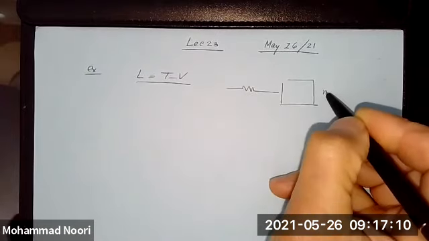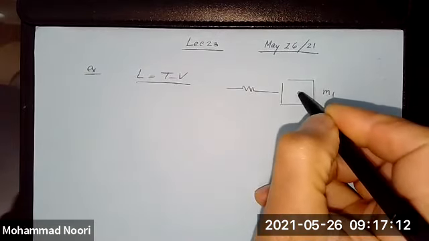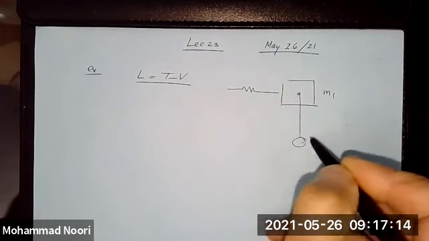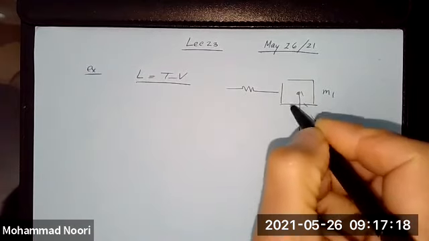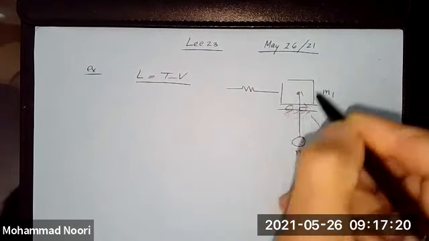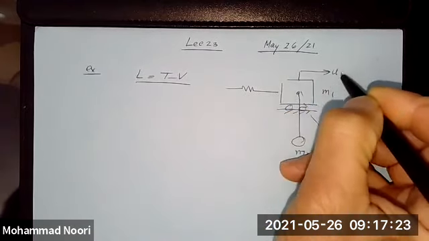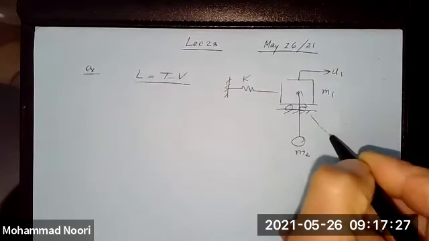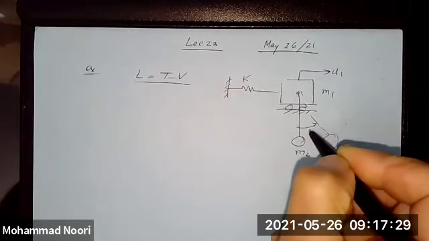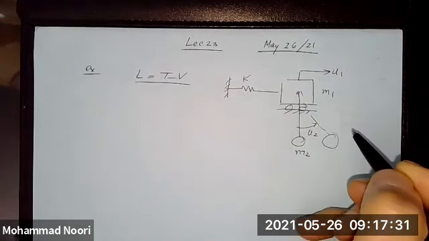We had a 2-degree of freedom system, this mass 1. We had a pendulum with mass 2 connected to that. This mass was moving in this direction, and the pendulum was rotating. So we had 2 degrees of freedom.